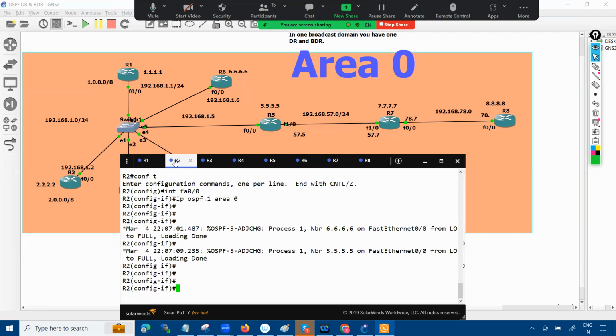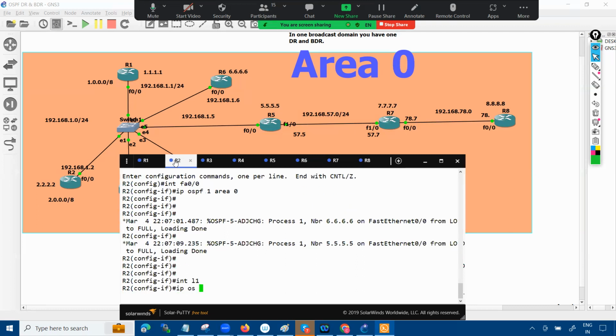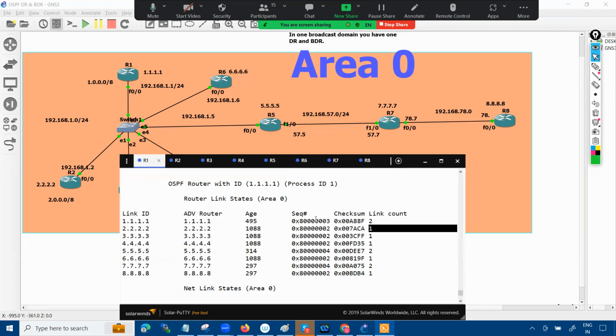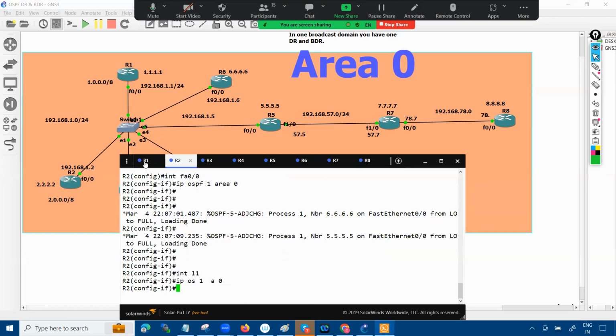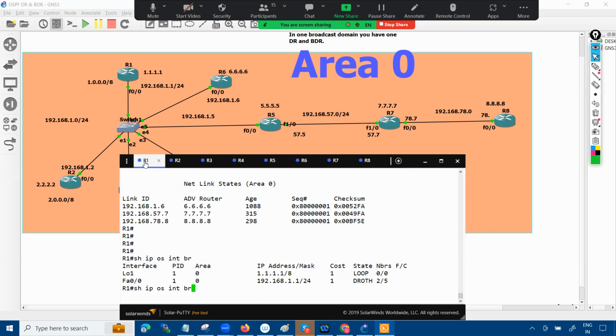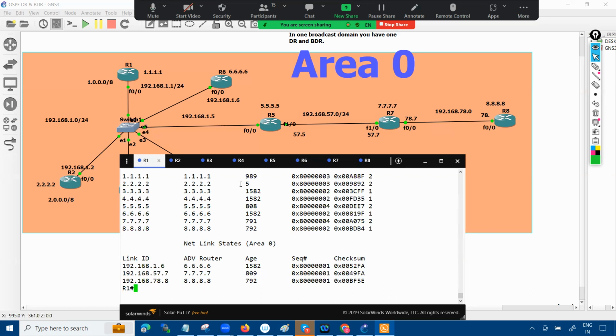So if I configure the loopback over there, for example, IP OSPF 1 area 0, what happens on router number 1? The sequence number will be increased by 1, the checksum will be changed, and the link count will be increased. Have a look. Now go to router 1. You can see it has changed now. Sequence change, checksum change, and link count has increased if you enable it, right?